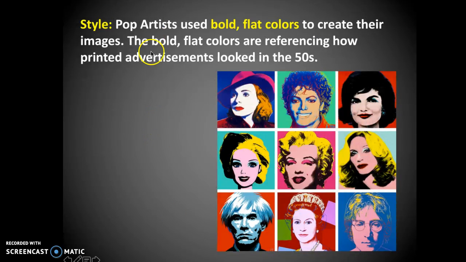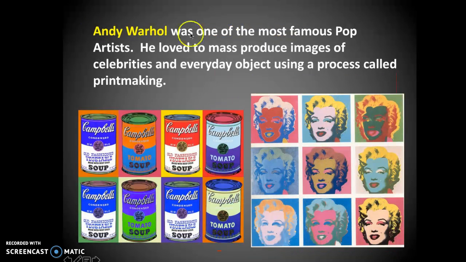So the style of pop art is bold, flat colors. And these colors are used to create most of the pop art images that we see. So the bold, flat colors are kind of referencing how printed advertisements looked in the 50s. So if you look at these works of art here, when anyone was printing advertisements in the 1950s, you would get this kind of style with these bold, bright, flat colors. So not a lot of shading, not a lot of depth, but just really flat colors kind of stacked on top of each other.